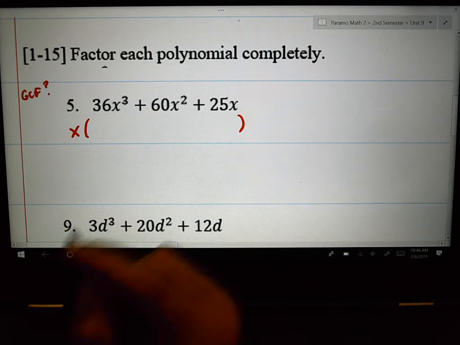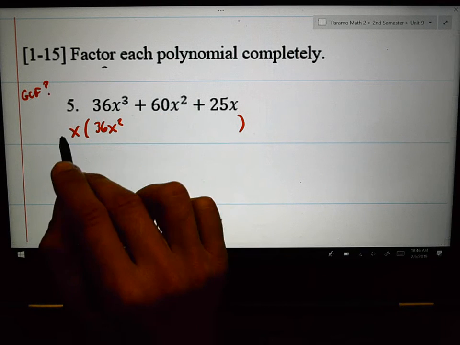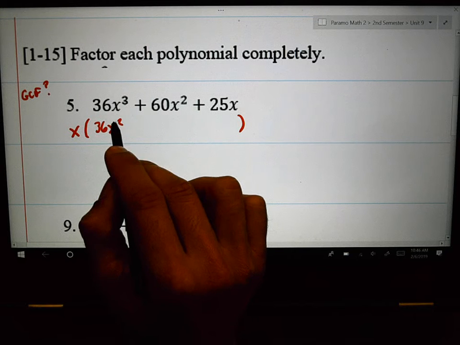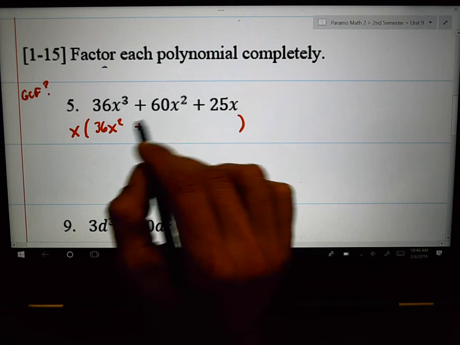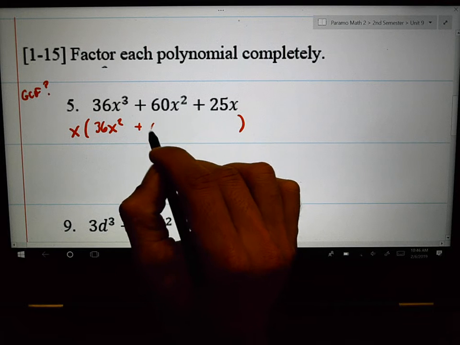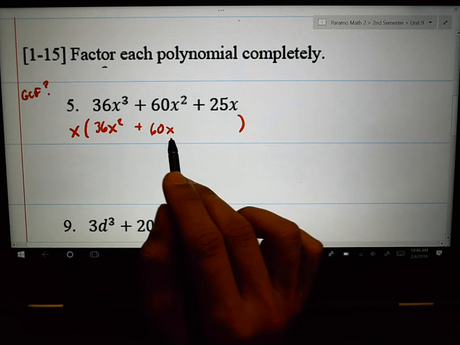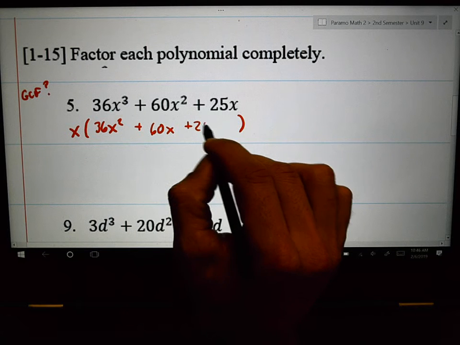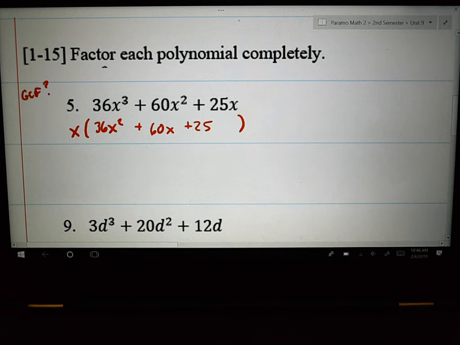If I factor out a GCF of an x, there would be 36x squared left if I pulled one x out. If I factor out an x, I would have 60x left over if an x had popped out. And if I factored out an x, the 25 would be what's left there as well. So right now I've done the GCF.